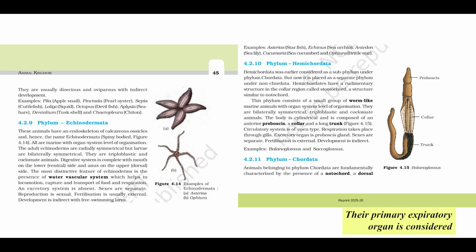Their primary excretory organ is considered to be the proboscis gland, located within the proboscis. Sexes are separate, dioecious. Fertilization is external, occurring in the water. Development is usually indirect, involving a free-swimming Tornaria larva, which interestingly resembles the larva of echinoderms. That larval similarity is interesting too. Examples. The main examples to remember are Balanoglossus, commonly called the acorn worm, and Saccoglossus.